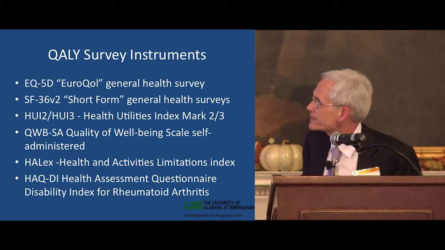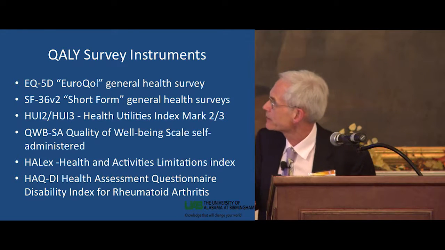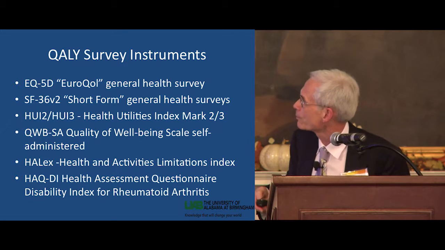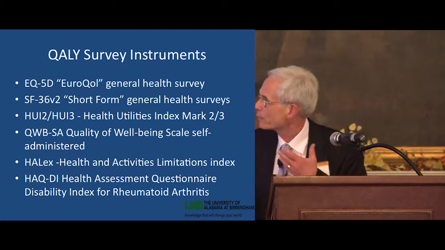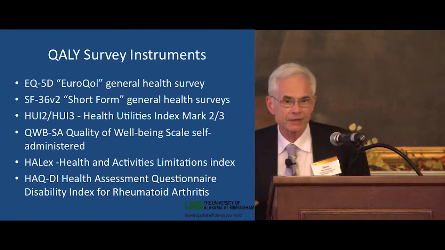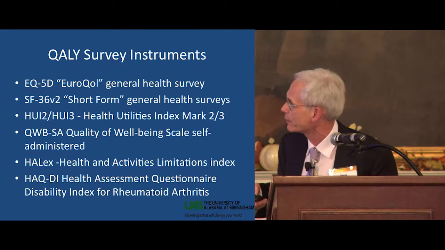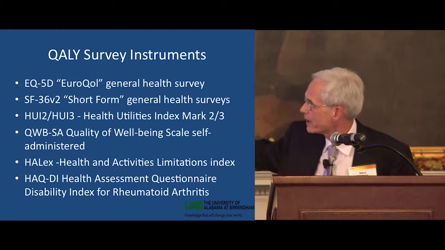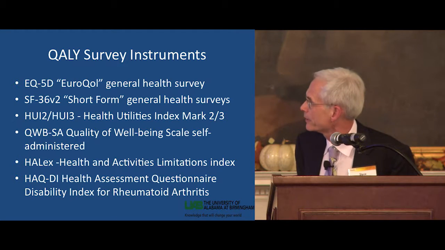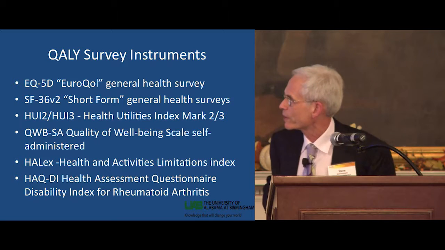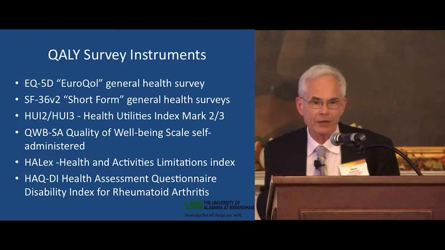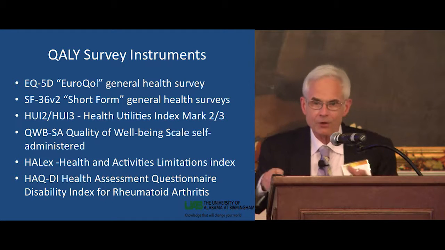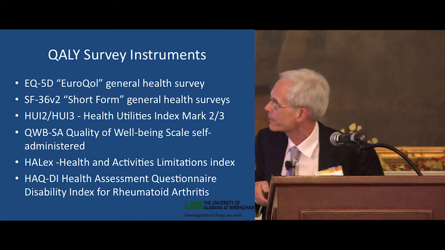There are a number of these different instruments, and they're more or less specific about exactly what they say in terms of the information that they collect about arthritis and mobility problems. The HAQ, the last one down there, the Health Assessment Questionnaire Disability Index for arthritis, is the most specific, but it doesn't ask all of the things about life that some of the other instruments do.